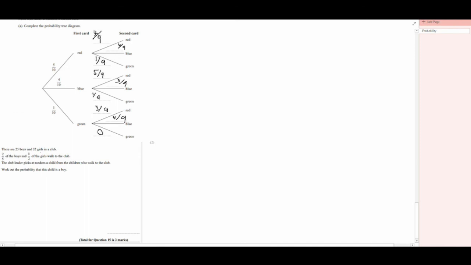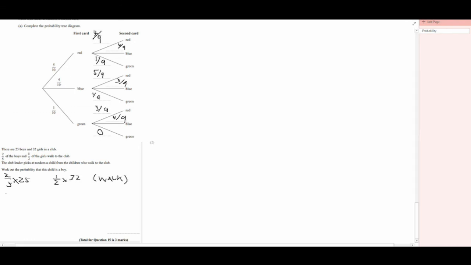There are 25 boys and 32 girls in a club. 2/5 of the boys and 1/2 of the girls walk to the club. So 2/5, and writing down as you go along is a useful tactic. The club leader picks at random a child from the children who walk to the club. Work out the probability that this child is a boy.